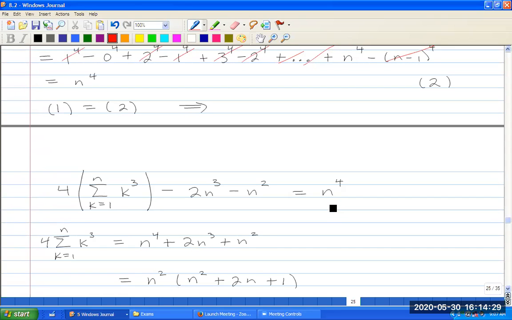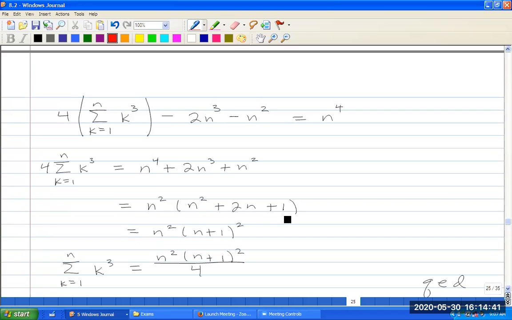Let's bring these two terms to the other side. So it's n to the 4th plus 2n cubed plus n squared. Factor out n squared. What remains is a perfect square trinomial. So this is just n plus 1 quantity squared. Divide both sides of my equation by 4. So I get the sum from k equals 1 to n of k cubed is equal to n squared times n plus 1 squared all over 4. And that's what I wanted to show.